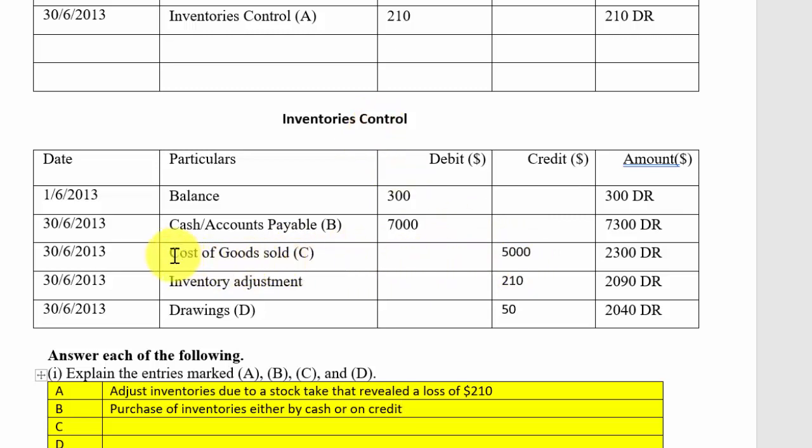have debited cost of goods sold. So that relates to the cost price of selling goods, okay, and that was $5,000 obviously. So the sale price might have been a lot higher, or would have been a lot higher, and this is the cost price of the goods that we sold.